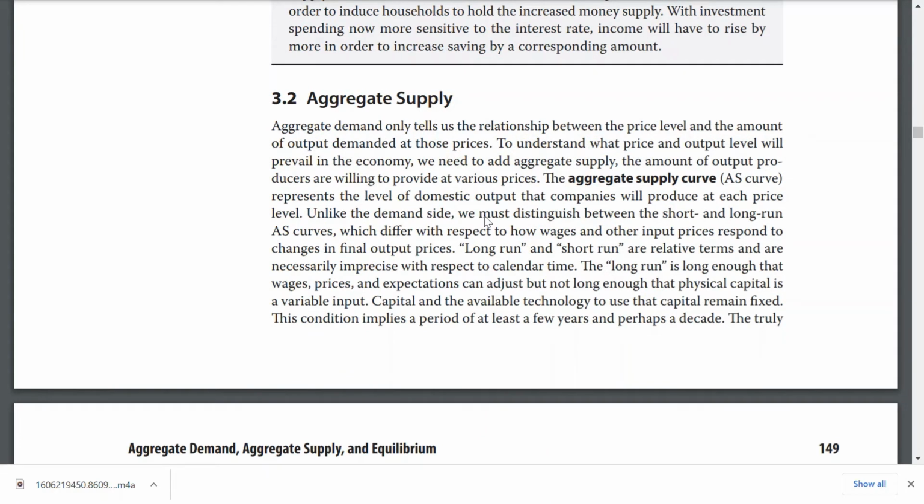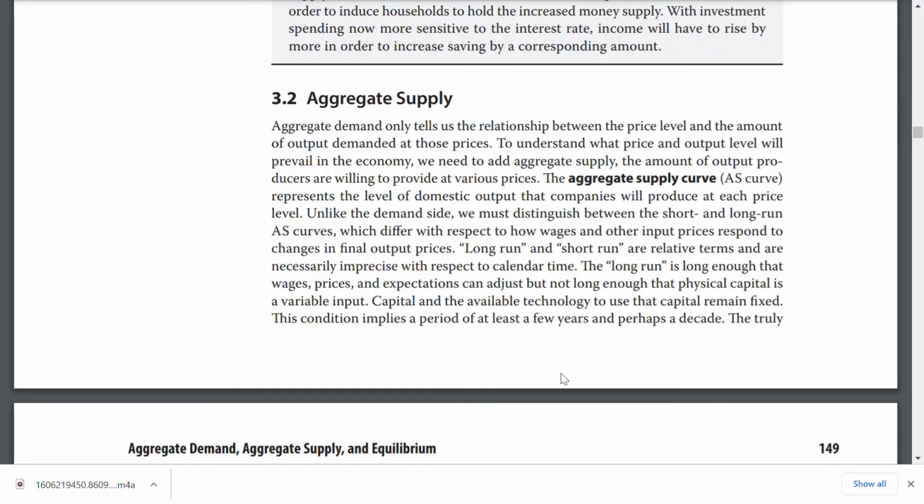Okay, continue reading of the CFA Level 1 program curriculum, Aggregate Supply. Aggregate demand tells us the relationship between the price level and the amount of output demanded at those prices. To understand what price and output level will prevail in the economy, we need to add aggregate supply: the amount of output producers are willing to provide at various prices.